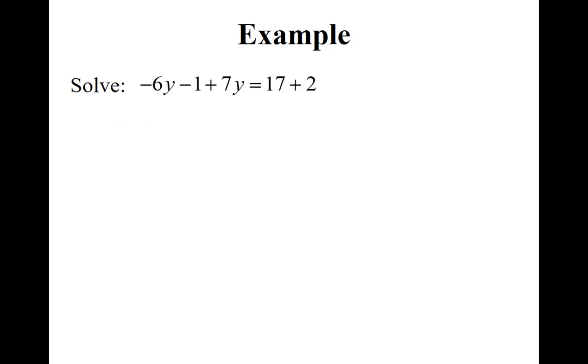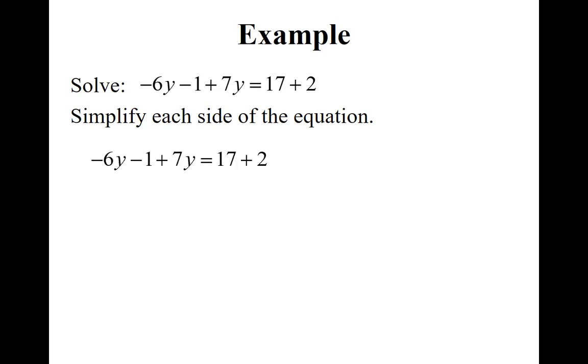Let's kick it up a notch. -6y minus 1 plus 7y equals 17 plus 2. Here we're able to simplify each side of the equation. We can do something on the left and we can do something on the right. On the left, let's just pick up and move that 7y so that it's next to the -6y. On the right, let's do 17 plus 2 is 19.